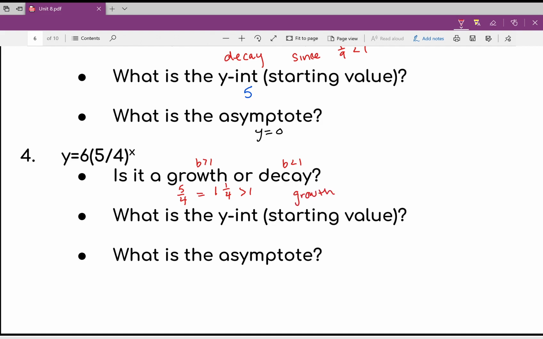So don't let the fraction fool you. Just because it's a fraction doesn't necessarily mean it's a decay. This is an improper fraction, meaning it is greater than 1. Okay, what is the y-intercept? The y-intercept is always that a value, so in this case it is 6. And lastly, what is the asymptote? Our asymptote is always y = 0.